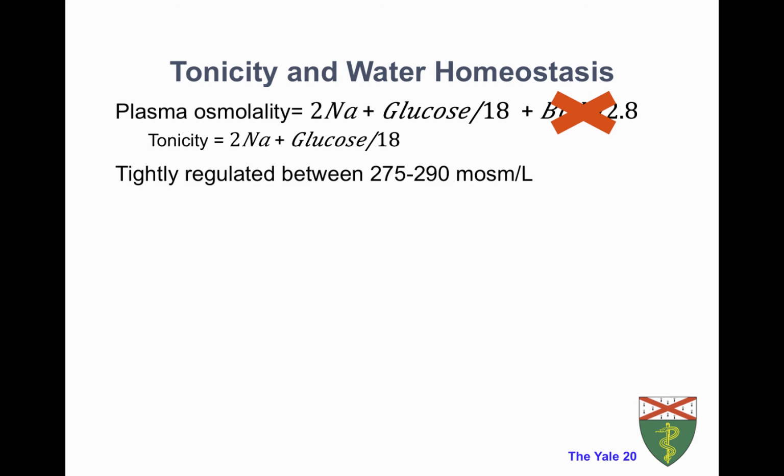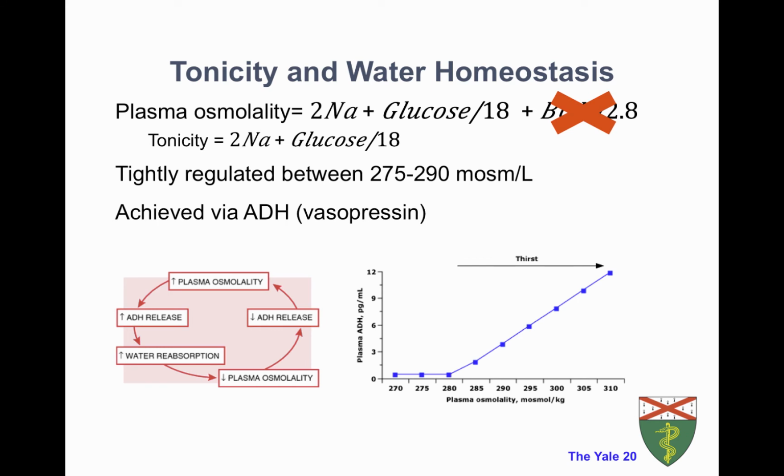Plasma tonicity is tightly regulated between 275 and 290 milliosmoles per liter, and this is achieved almost exclusively through the action of ADH, which is a hormone produced in the hypothalamus, stored in the posterior pituitary, and released into circulation in response to rising serum tonicity. And ADH works by increasing water reabsorption in the distal nephron, and thus acts to lower plasma tonicity.